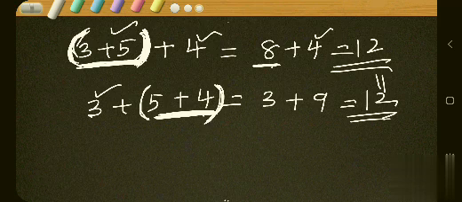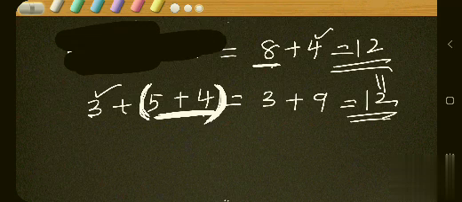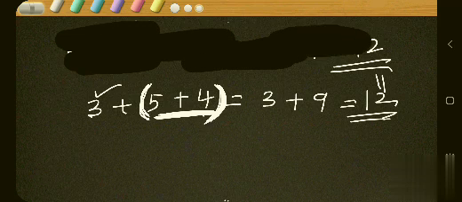That means if we change the grouping of the numbers, the value will not change. That is the meaning of that property. That is meant by the property 5, or last property of addition. Let's check one more problem.